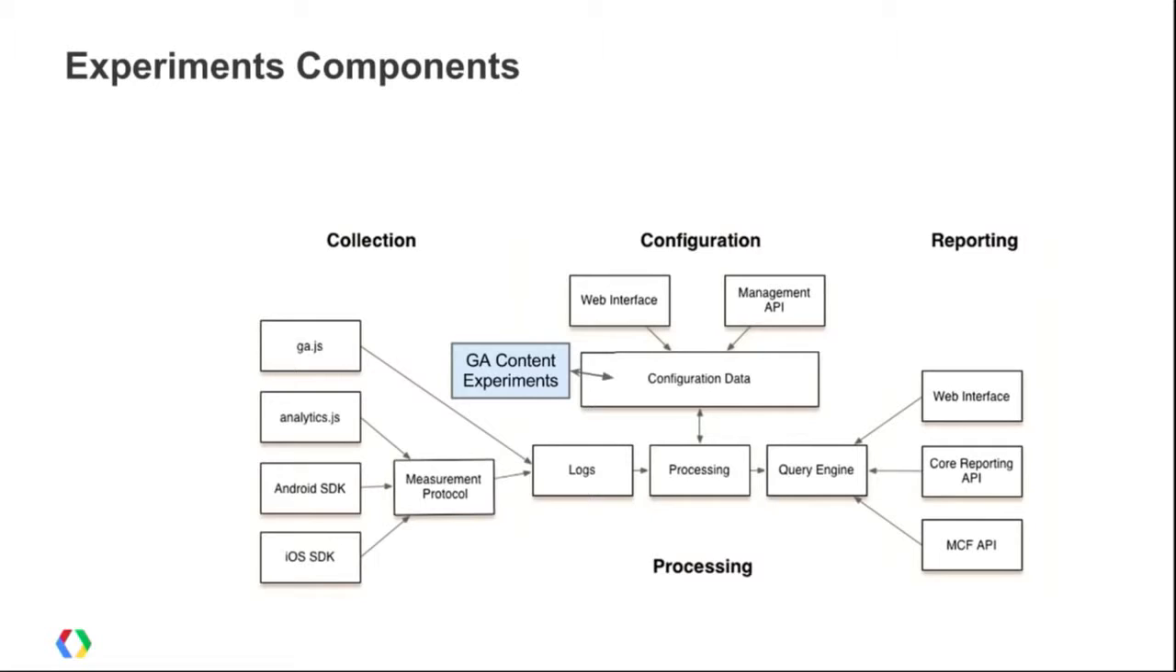So it's somewhere around here. It's kind of its own statistical engine that sits apart, but interacts with all these different components. So when you think about the steps that we talked about earlier, the first step where you define your variations is outside of GA, but the second step where you configure your experiments is now interacting with this platform. So there's really two main ways to configure the Content Experiments. One is through the web interface, and the other one is through the management API.